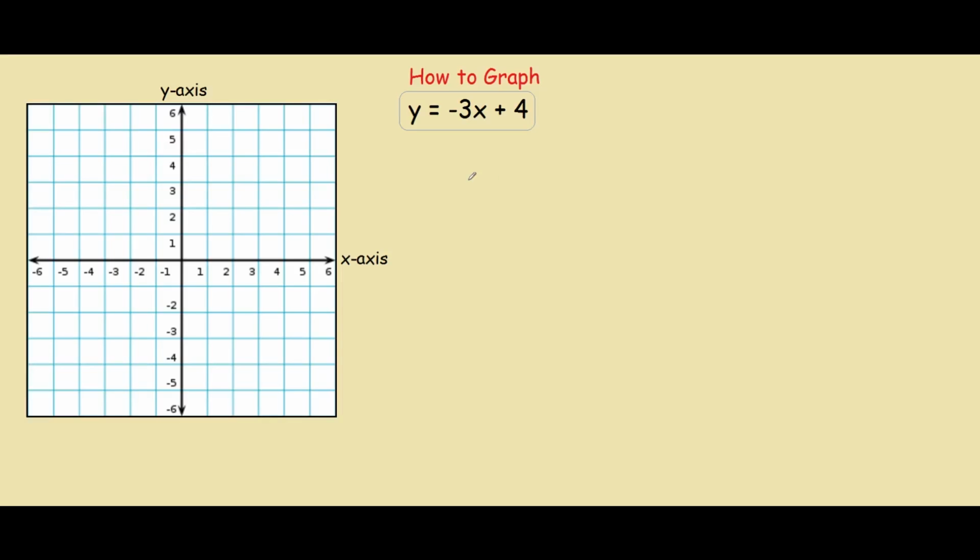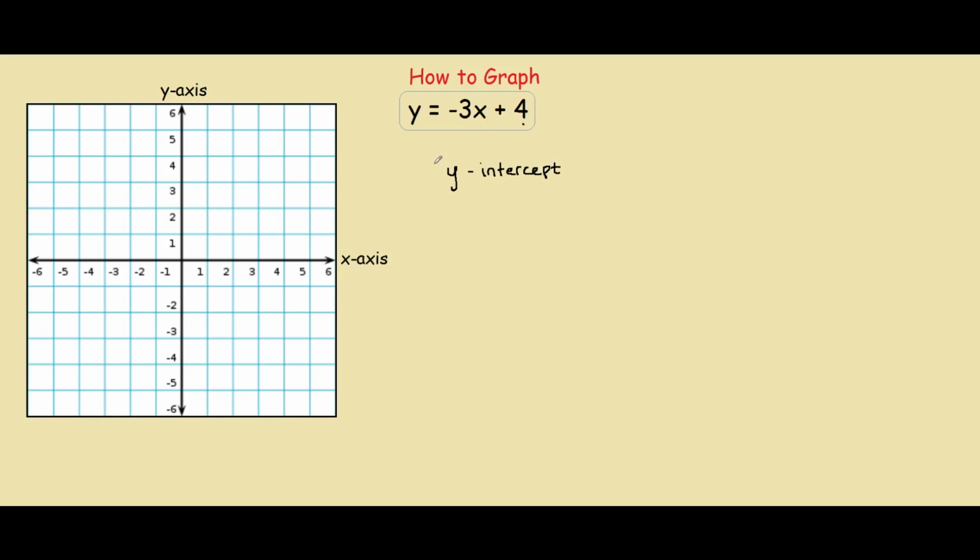In this video, we will be graphing the line y equals negative 3x plus 4. So to graph a line on this Cartesian graph, we need to know two points, and any two points that lie on this line. So we will be finding our first point, the y-intercept, by looking at this equation, at this number 4.